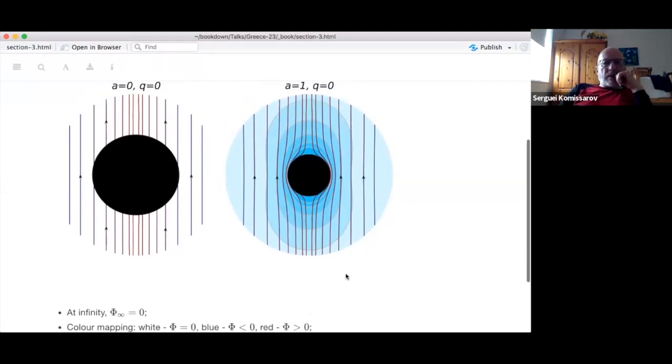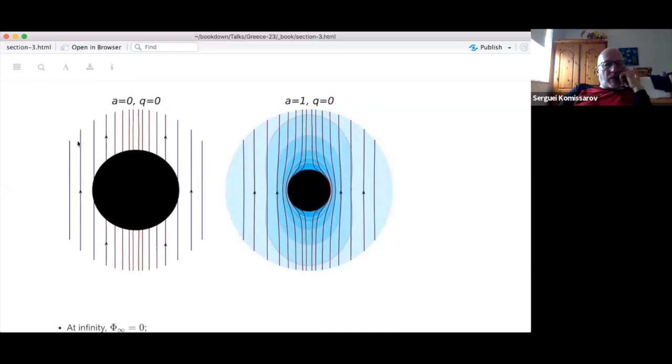Okay, so now let's look at the Wald solution for a non-rotating black hole without charge. You can see that the magnetic field lines are straight, and the color is everywhere white, so the potential is everywhere exactly the same as at infinity. So obviously, this is a dead case. There's no potential difference, nothing interesting can happen.